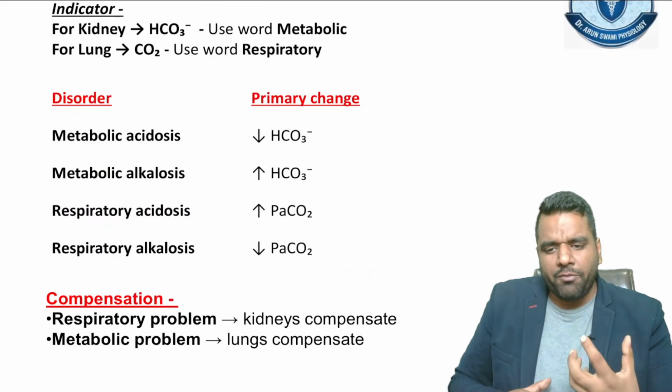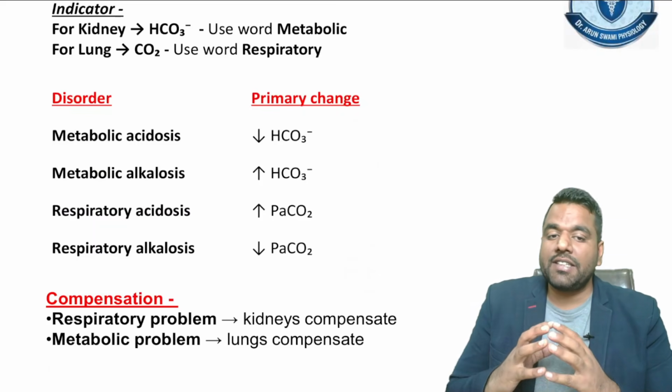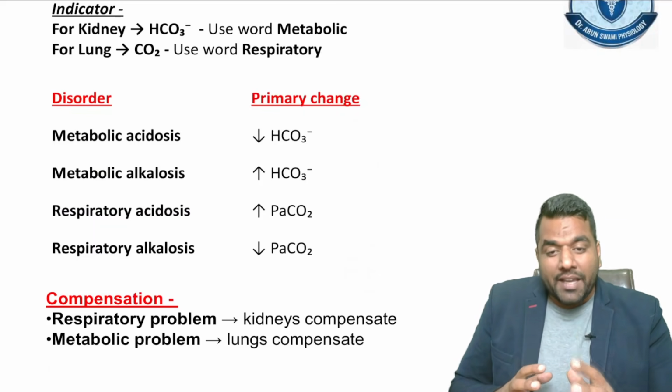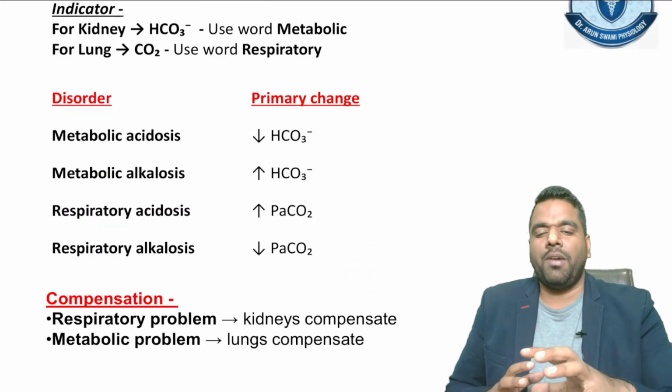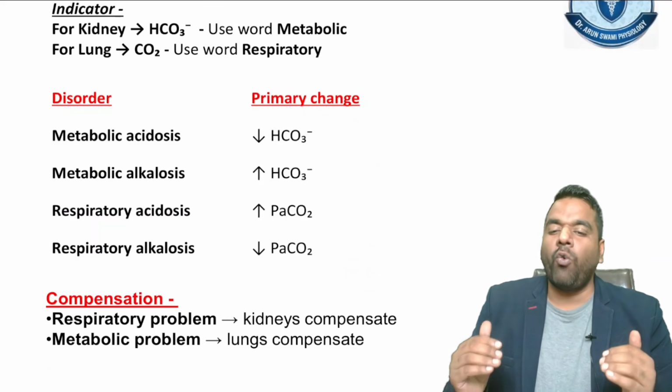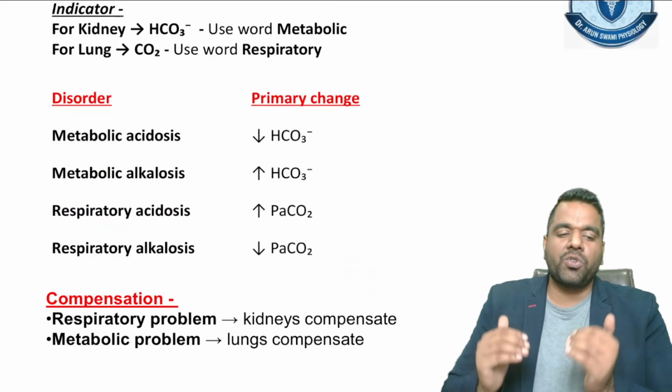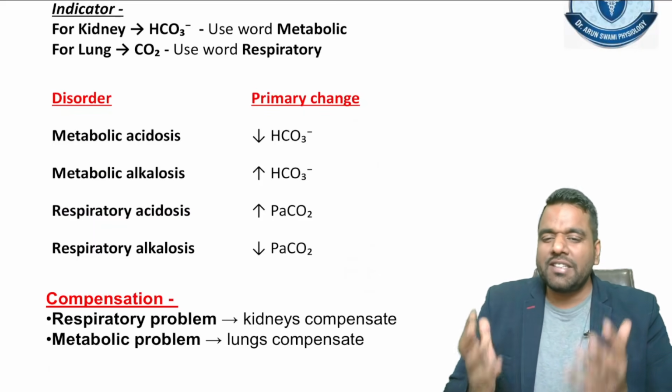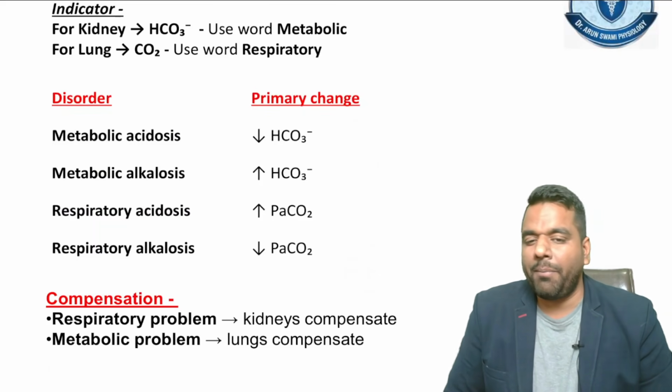So this is in the same way inside the body. When the pH gets disturbed, the body tries to bring it back to normal, and it can be brought back to normal by changing the values of the two substances. So this is how we call this condition compensation.